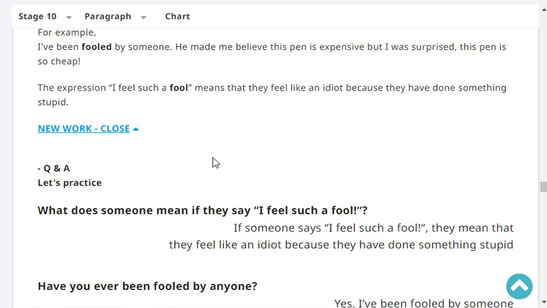Let's practice. What does someone mean if they say I feel such a fool? If someone says I feel such a fool, they mean that they feel like an idiot because they have done something stupid.